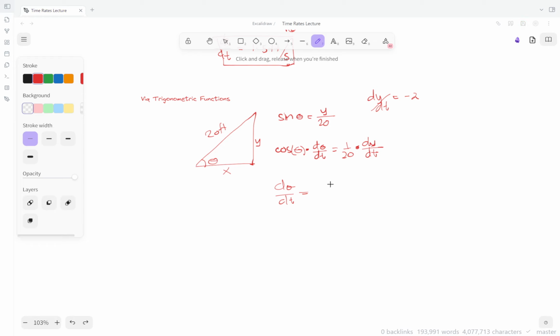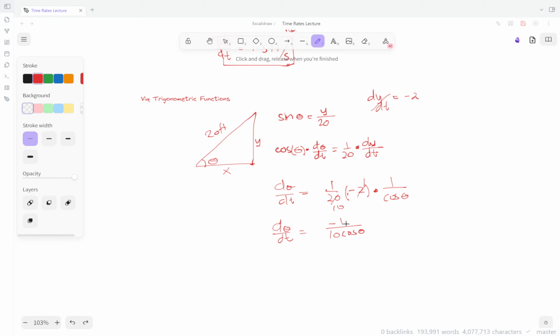And what is the answer for this? You have 1 over 20, and then this one is dy/dt, that's -2. That's the value that we got earlier. And then we also have 1 over cosine of theta. You can say that it's just the secant function, but for the sake of simplicity, let's just put it right there, d theta/dt. So this one becomes 1 and then 10. So this is -1 over 10 cosine of theta.